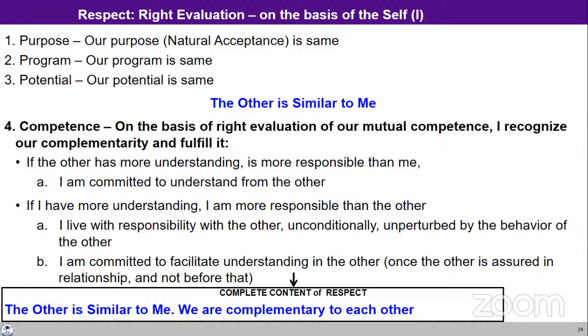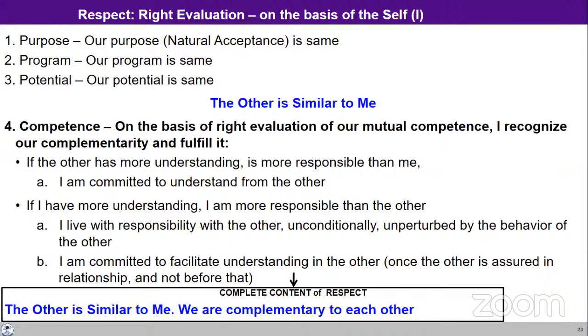Potential. I have this innate faculty of natural acceptance. Am I able to see this? So if I am able to align my imagination in line with natural acceptance, that's my potential. The other is also having this innate faculty of natural acceptance. So our potential is same, but our competence can be different. So this is what we are saying when we are evaluating the other person on the basis of the self. Our purpose is same, our program is same, our potential is same, the other is similar to me. What about the competence? We can see the difference.